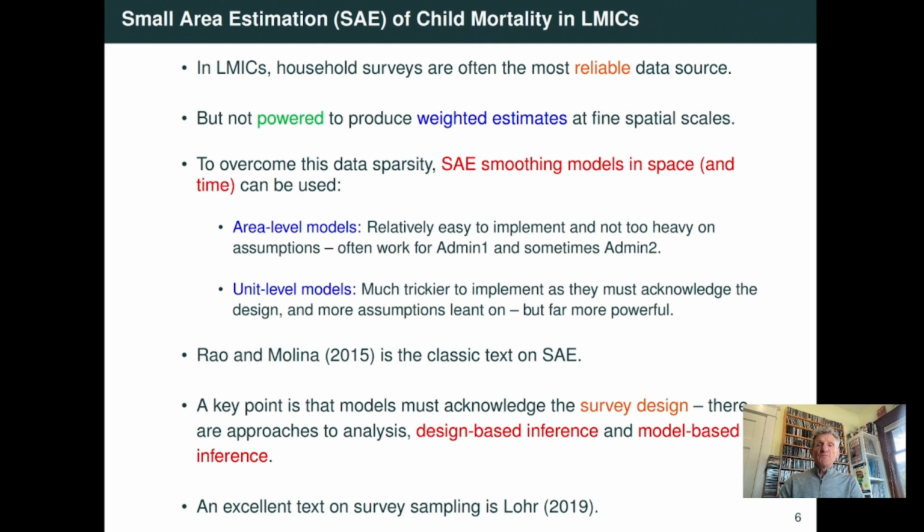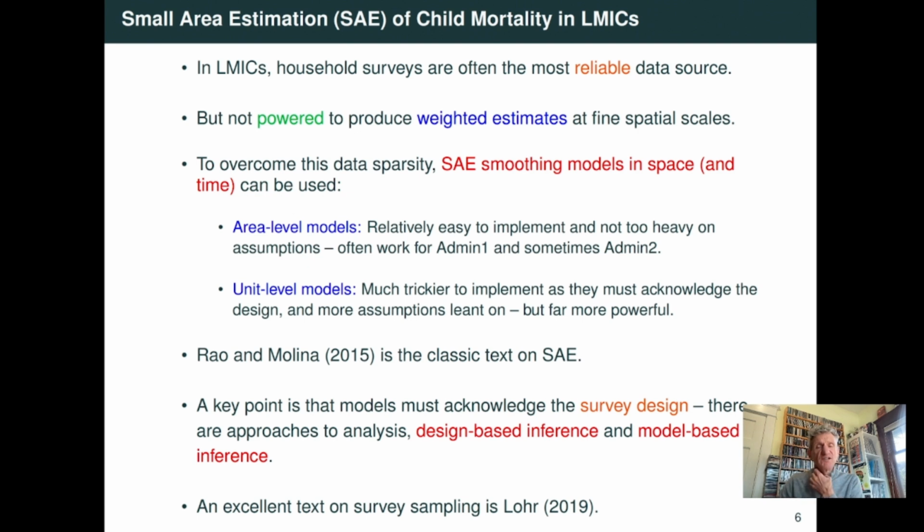So in low and middle income countries, household surveys are often the most reliable data source, but they are not powered, i.e. designed to produce weighted estimates at fine spatial levels. As we'll see, weighted estimates are going to be the method we'd like to use as much as possible, but we don't have sufficient samples to gain the required precision when we start moving through the geographical levels.